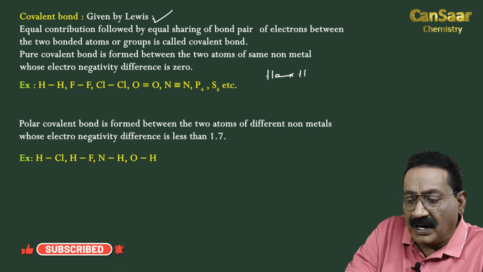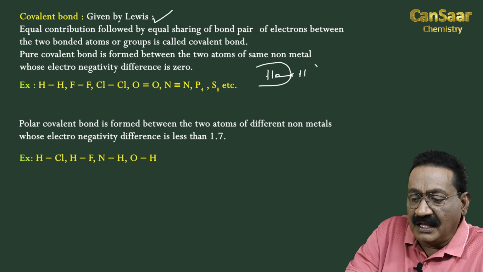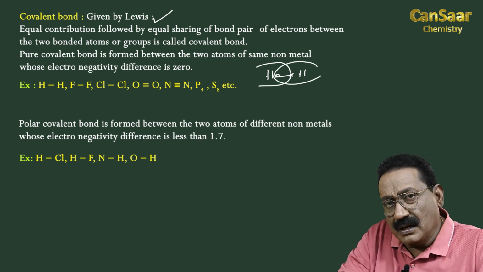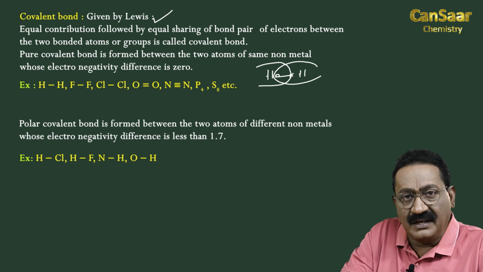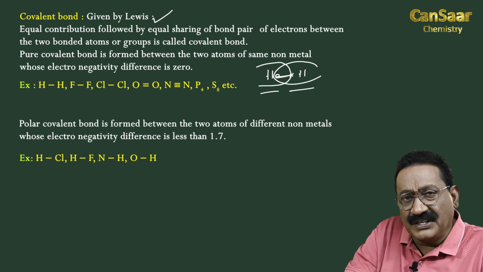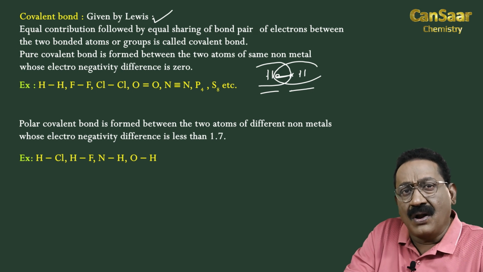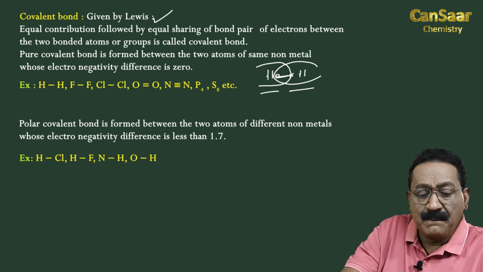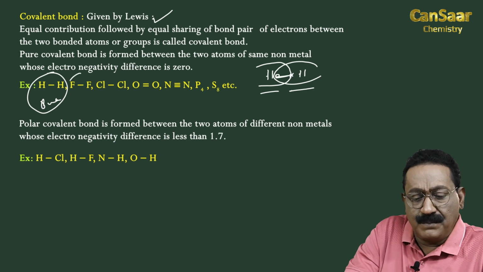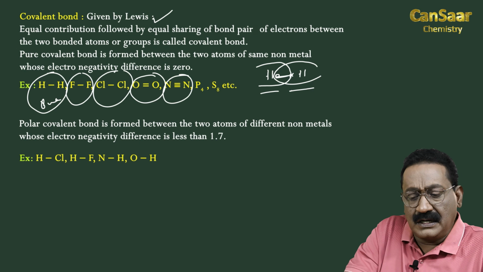After the formation of the bond, this bond pair of electrons belongs to this H atom as well as this H atom. It belongs to both. It means equal contribution, equal sharing. A covalent bond formed between atoms of the same non-metal is a pure covalent bond. H-H, F-F, Cl-Cl, O=O, N≡N, P4, S8.